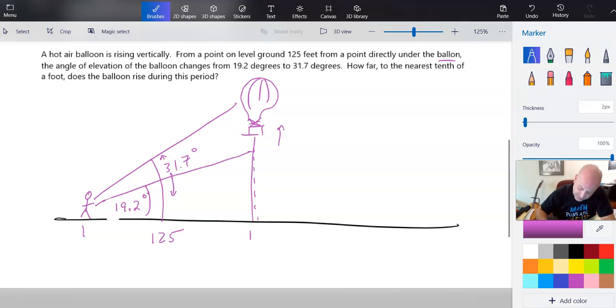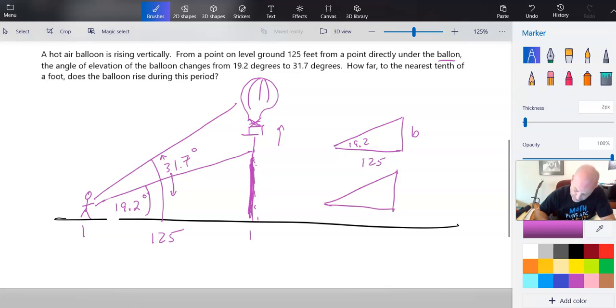So we have two triangles here. We have two angles, right? We have one triangle, which is the smaller one, which is 125. This is 19.2, and this side right here I'll call B. That's this triangle. Then we have the bigger triangle, which has 31.7 degrees and the same side length. And we're looking for that side, and we're just going to subtract those two measurements, A and B, once we find them.